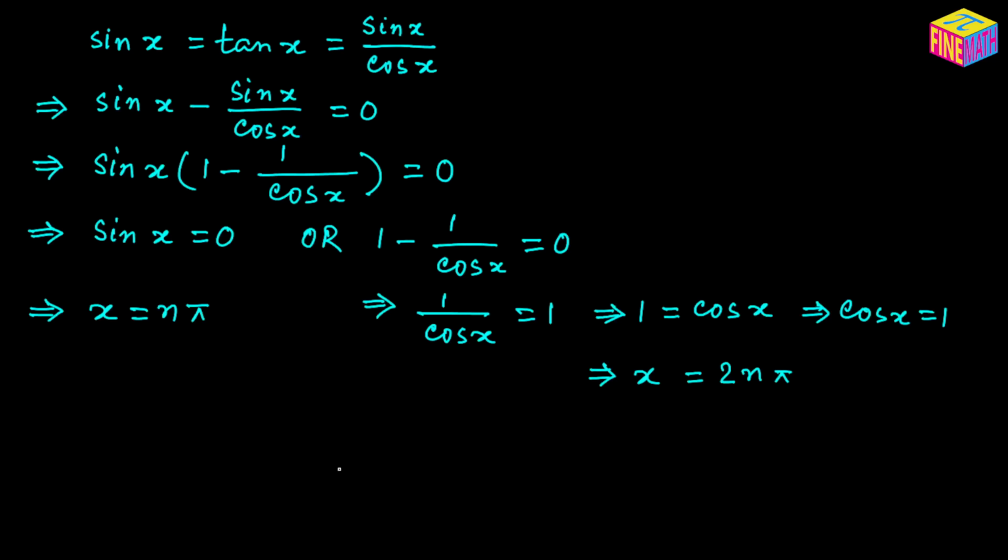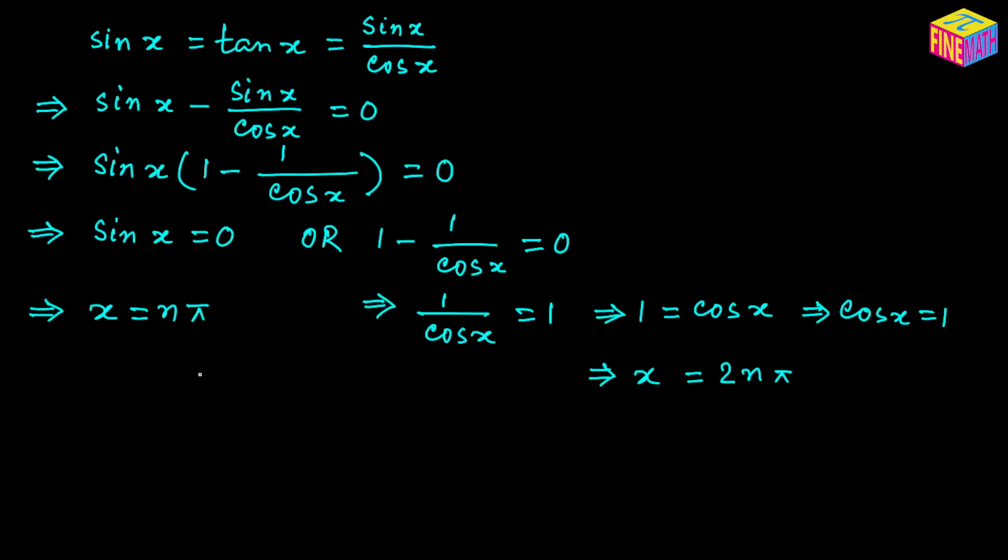And from these two solutions, we have to find out which one works for both. So from here, we can see that x can be any multiple of pi, because whether it is any multiple of pi or an even multiple of pi, the equation will be satisfied.